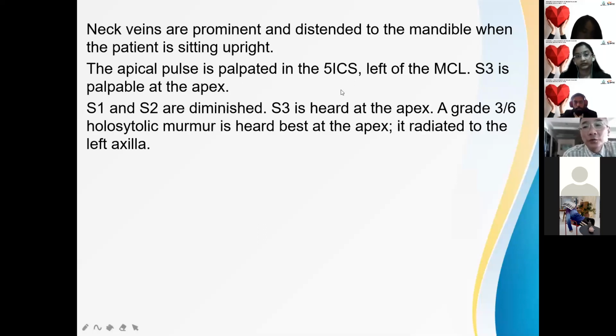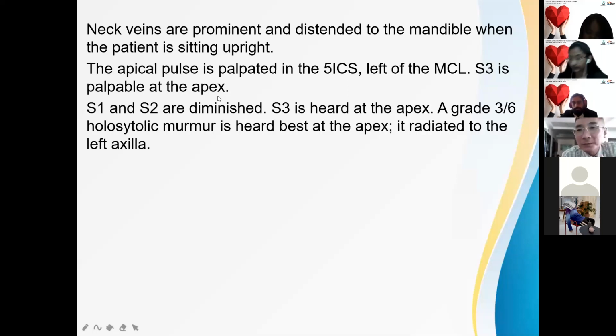Apex beat shows whether there is cardiomegaly. Fifth left of the mid-clavicular line is enlarged heart. When the apex is displaced, it basically means there's enlarged heart. And when the S3 is palpable, it's abnormal. All heart sounds should not be palpable. S1 palpable, loud first heart sound, think of mitral stenosis. That's a classical one, I remember.